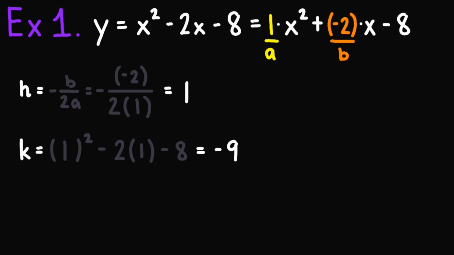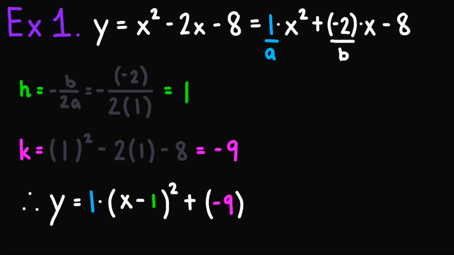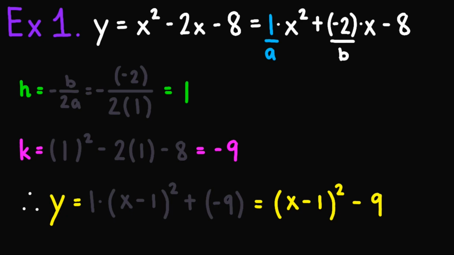Observe here that we already have a value for a, for h, and for k. So we can now obtain the vertex form of this parabola. That is y is equal to a times x minus h squared plus k, or 1 times x minus 1 squared plus negative 9. Or when simplified, this is equal to quantity x minus 1 squared minus 9. This is the vertex form of this parabola. So as you can see, the method is straightforward. Just obtain a, h, and k.